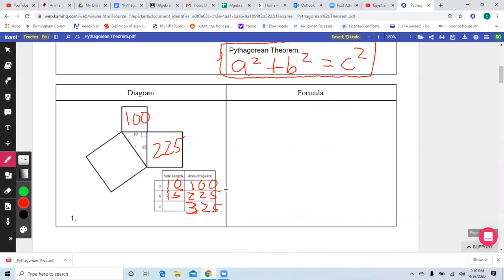And so how do I go backwards? How do I go from 100 to 10 and 225 to 15? Well, you take the square root of both sides. And so if I take the square root of 325, you're going to use your calculator. You're going to get a decimal, and it's going to be around 18. Okay, it's not exactly 18, but it's close enough that we could say it's 18.